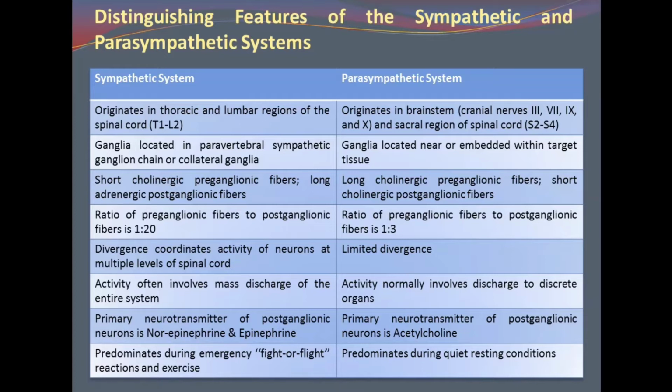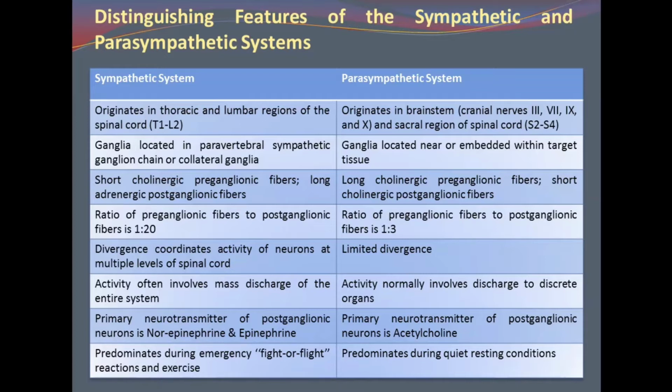In sympathetic nervous system, the preganglionic fibers are short while the postganglionic fibers are long, while in parasympathetic nervous system, the postganglionic fibers are short while the preganglionic fibers are long. The ratio of preganglionic fibers to postganglionic fibers is 1:20 in sympathetic nervous system, while in parasympathetic nervous system, the ratio is 1:3.